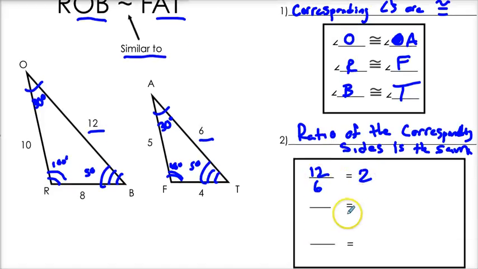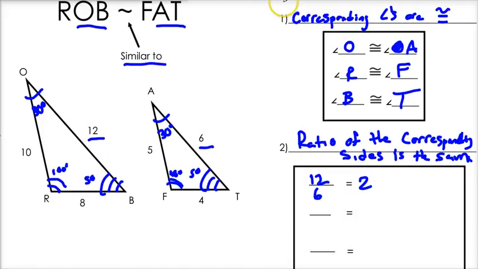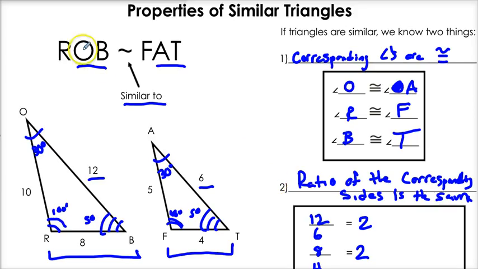Now the ratio of all the sides is going to be the same. If you look here, the ratio of RB to FT is 8 to 4. So RB is here, FT is here. Let's put that in. The ratio of RB to FT is 8 to 4, and that ratio, 8 to 4, is 2. Once again, you can check that you're doing this right because RB and FT are also in the same position.